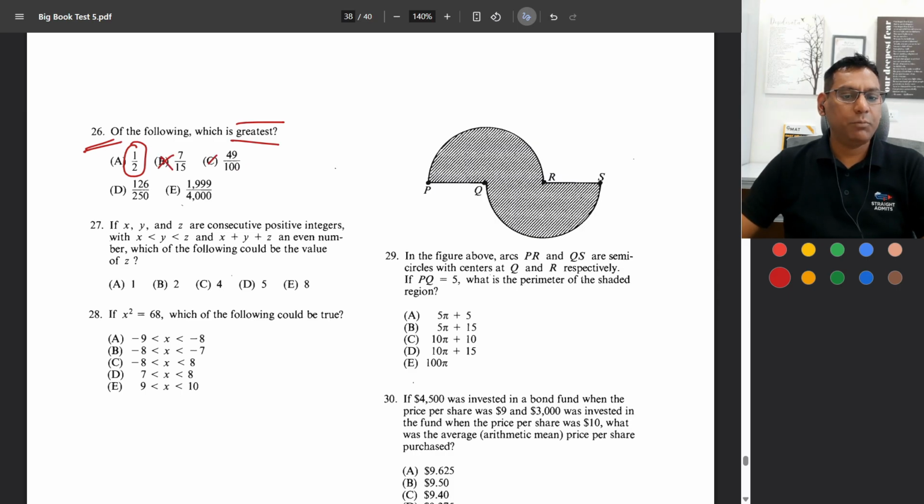This is also less than 0.5, because 0.5 would have been 50 by 100. This is less than that. This is a little more than 0.5, so I'll keep this. This is less than 0.5 again, so this is out. Essentially, I'm comparing half and 126 by 250. Basically, I'm comparing 125 by 250 and 126 by 250, right? So answer choice D is going to be the correct answer.